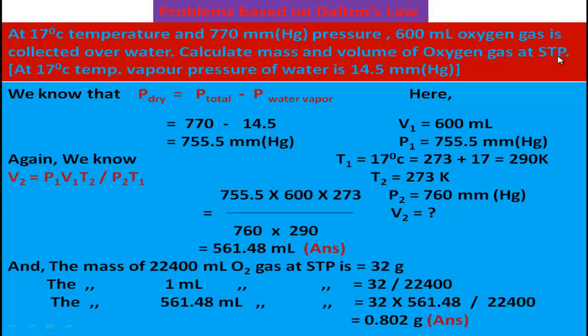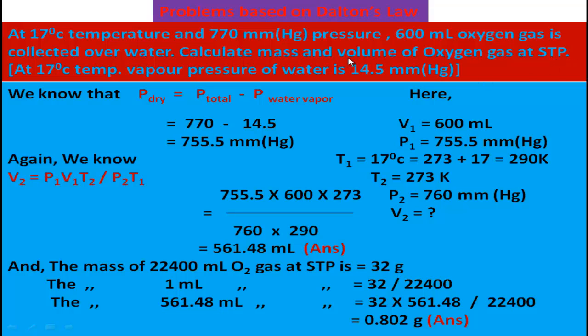So at standard temperature and pressure, we have to determine the volume of oxygen gas. Follow here, in your math there is given the volume of oxygen gas, and also the temperature of oxygen gas, and you also determined the pressure of oxygen gas. So from the formula P1 V1 by T1 equal to P2 V2 by T2, from this equation you can easily determine the volume of oxygen gas at standard temperature and pressure.